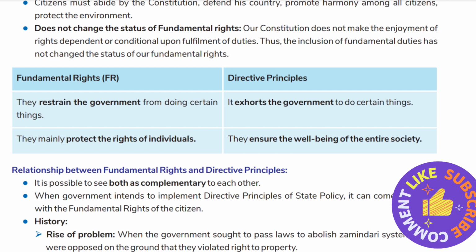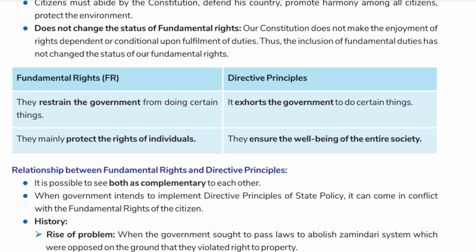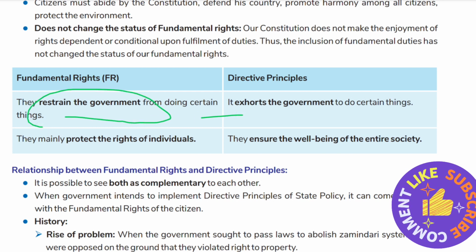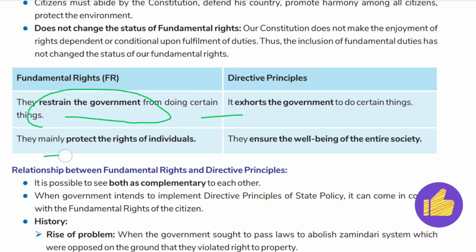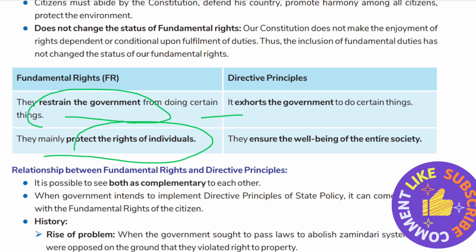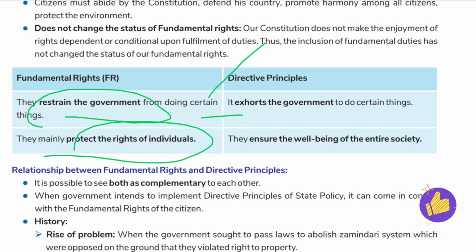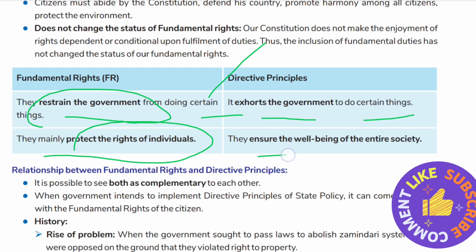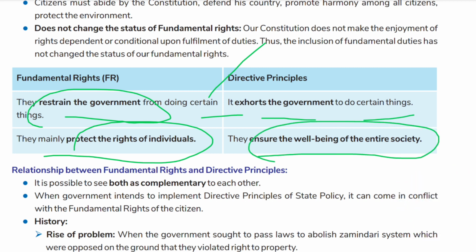So, what is the difference between fundamental rights and directive principles? Fundamental rights restrain the government from doing certain things, and they mainly protect the rights of individuals. Directive principles exhort the government to do certain things, and they ensure the well-being of the entire society.